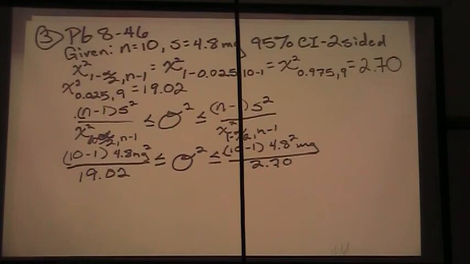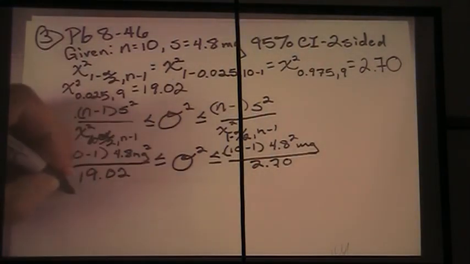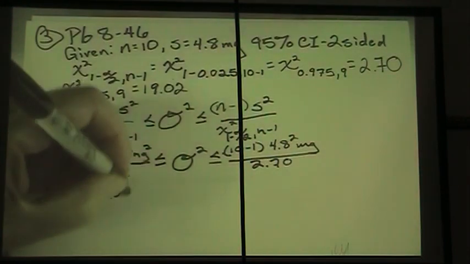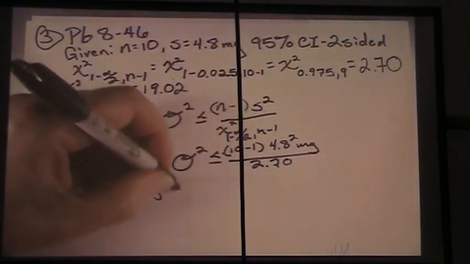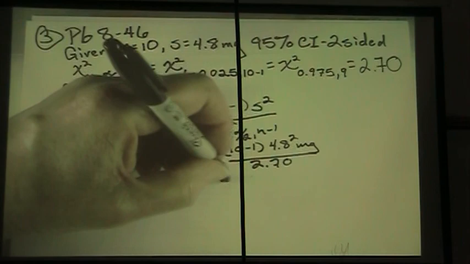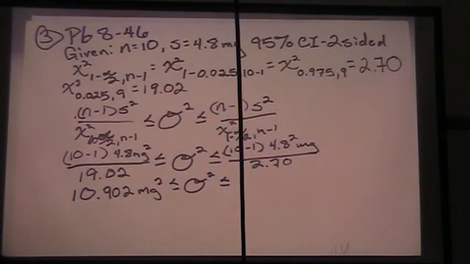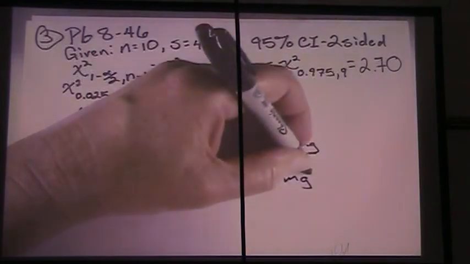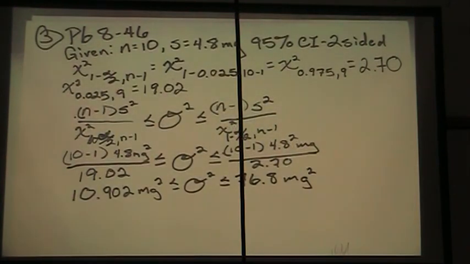Wow. Okay, so my lower boundary is 10.902 milligrams squared less than or equal to variance less than or equal to 76.8 milligrams squared. Boy, I call that a huge variance, or at least a huge range for the variance. We know that the variance is in there somewhere.